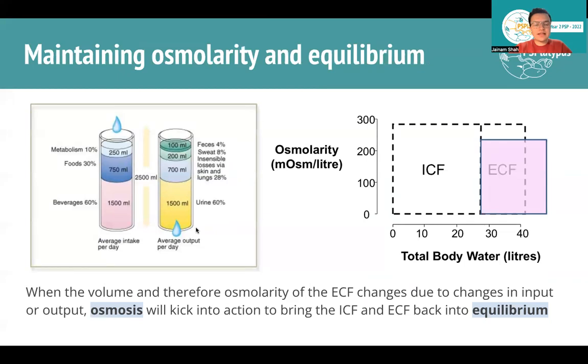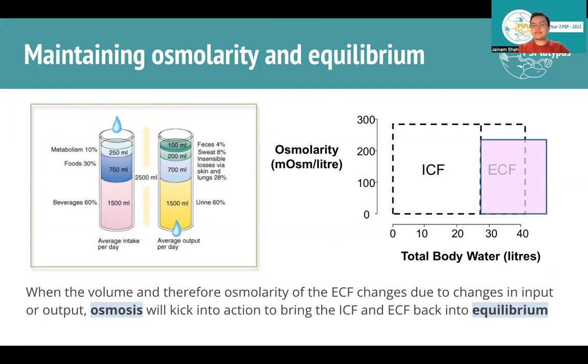Another thing to realize is, as I mentioned, you have a lot of inputs and a lot of outputs. For example, you drink a lot of water, so that's an input. And you also get rid of water through urination, as well as through other mechanisms that you can see in the diagram on the left. The main thing to remember, though, is that your body will still try and maintain equilibrium to the best of its capacity.